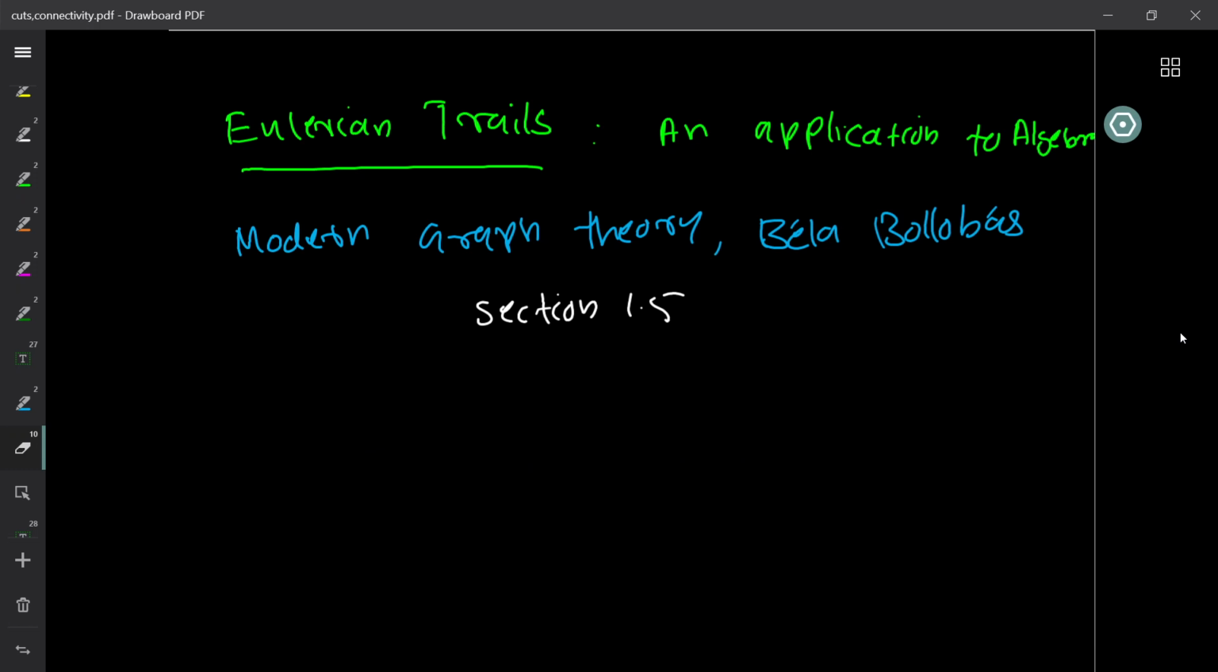Here is another question. I thought that maybe Nishank can present this. Basically, an application of Euler trails to algebra. This nice example is given in the book by Bollobás called Modern Graph Theory. If you look at section 1.5, this is a nice problem. So maybe, I suggest Nishank try to present this, and all of you can of course read it. Is it okay with you, Nishank? Okay.